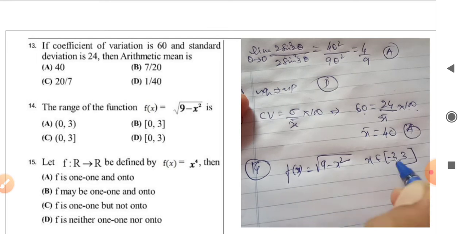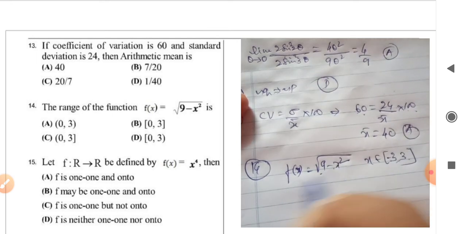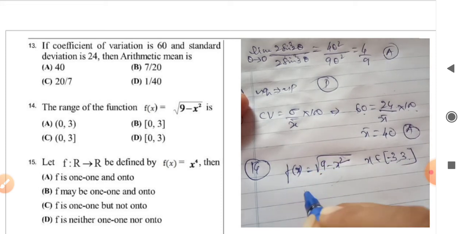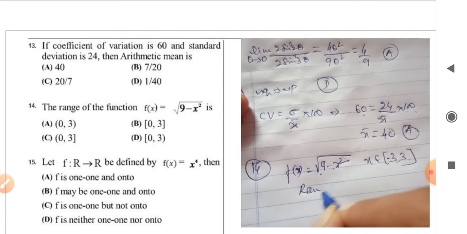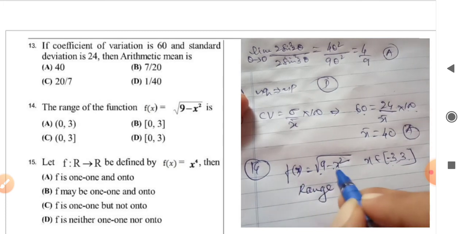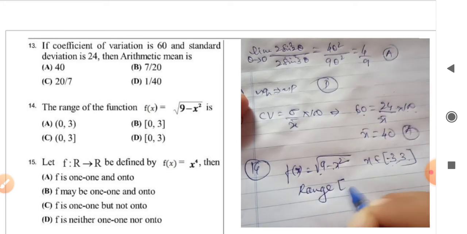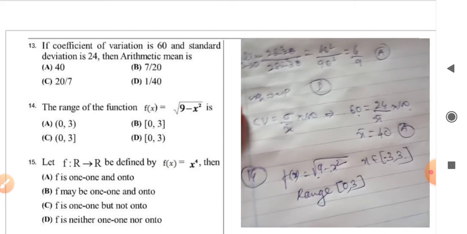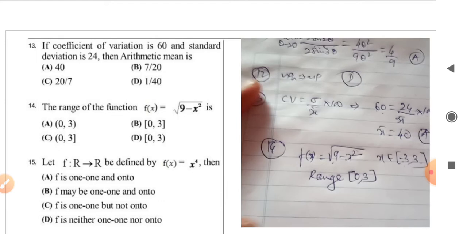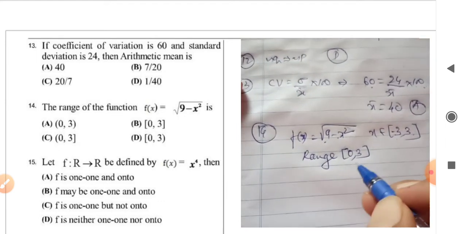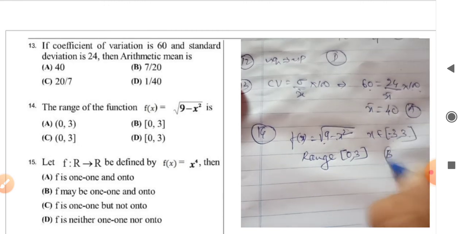When I put minus 3 I get 0, and plus 3 also 0, meaning f of x is always positive. When f of x is always positive, obviously the range will be, when I put 0, that will be 3, that means square root of 9 is 3. So its range will be 0 to 3. So remember the logic, remember the techniques also, otherwise you will forget and you will not cover the time here. Okay, so the answer for this question is B here.